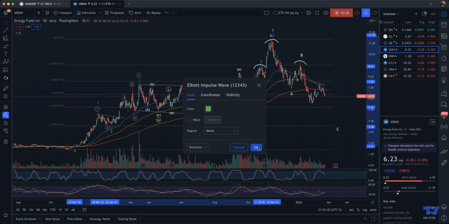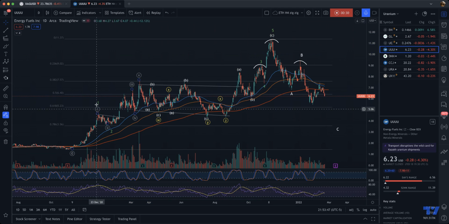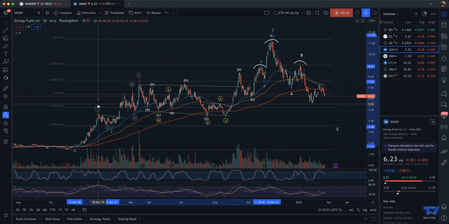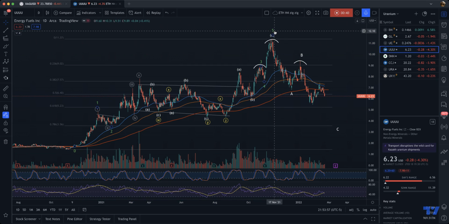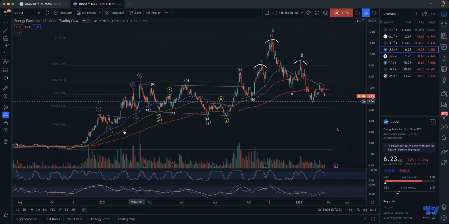Removing the wave count, we've got 1, 2 on the lower time frame. The green numbers 1, 2, 3, 4, 5 are on the minor time frame, which is multi-month to a year. These Roman numerals right here are the minute time frame, which is perfect for the daily. So you have 1, 2, 3, 4, 5. This 1, 2 completes the multi-month yearly time frame 1, 2.